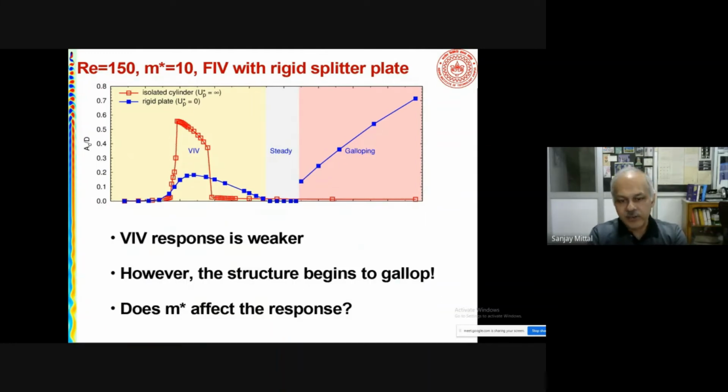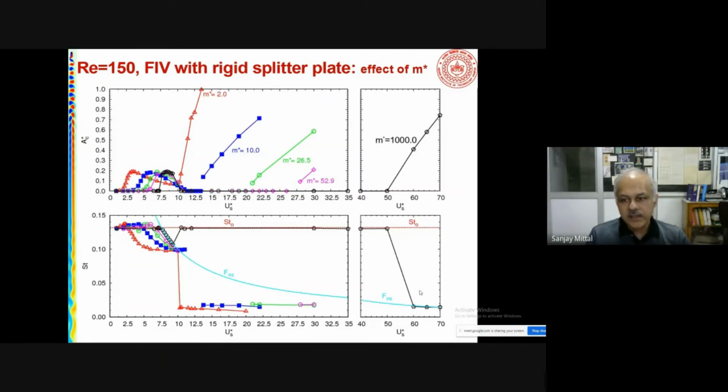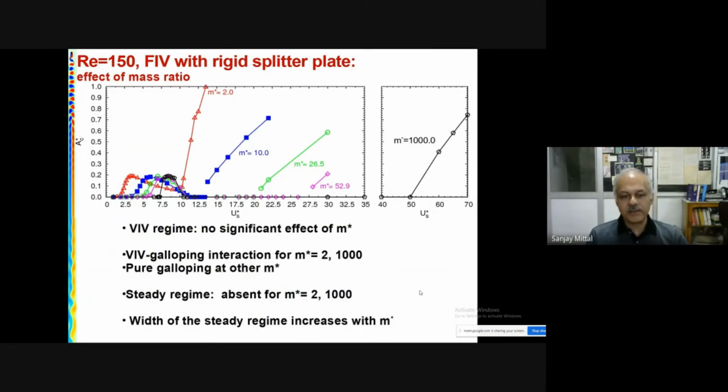Okay, so this is just the summary of what I said, that VIV response is weaker, but the structure begins to gallop. And does M star affect the response? So is it sensitive to M star? So just out of curiosity, we did a number of calculations, M star varying all the way from 2 to 1000, and it turns out yes, there's a little bit of difference, but at least the galloping behavior is seen pretty much at all M star. So there is no free lunch. So I will skip this and I will move on.